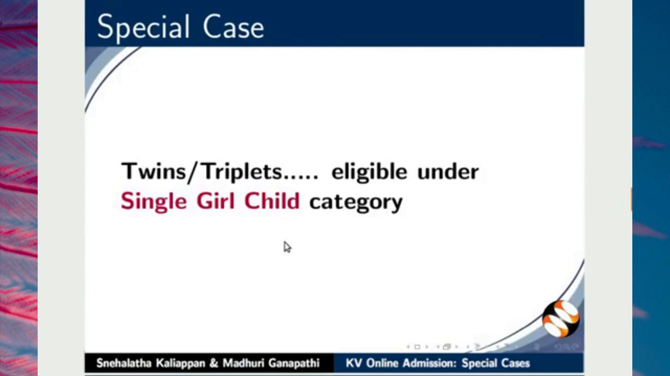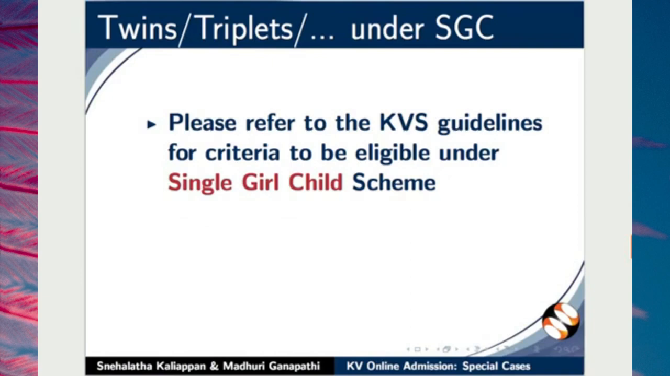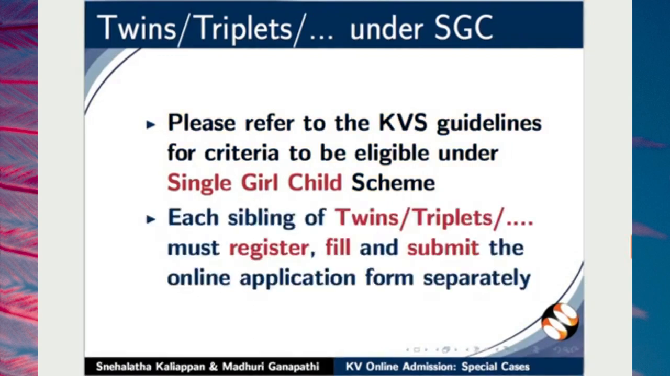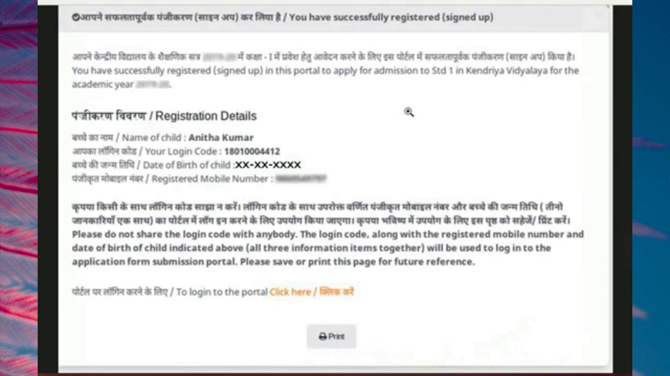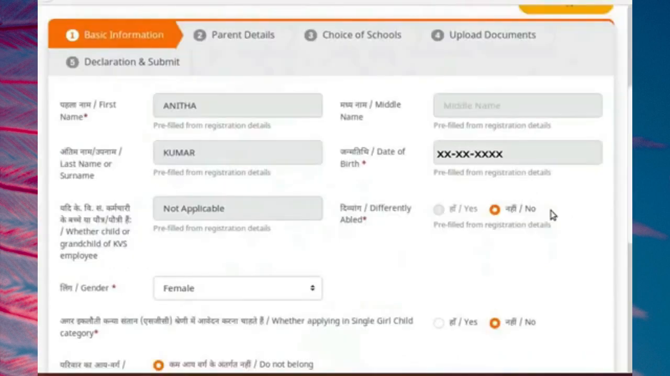Let me demonstrate with a special case: twins, triplets, quadruplets, or similar siblings applying under single girl child's category. Please refer to the KVS guidelines for criteria to be eligible under single girl child scheme. Each sibling of twins, triplets, quadruplets, or similar siblings must register, fill and submit the online application form separately. For demonstration, I have registered for both the twin sisters on the KV Online Admission portal. Here I have opened the application form of one twin sister which I had filled on KV Online Admission portal.